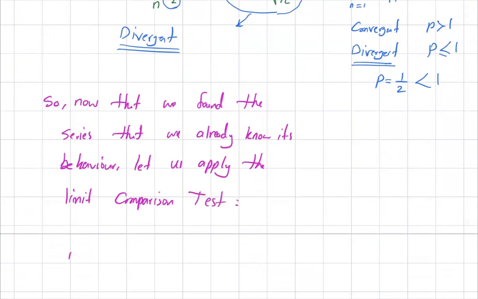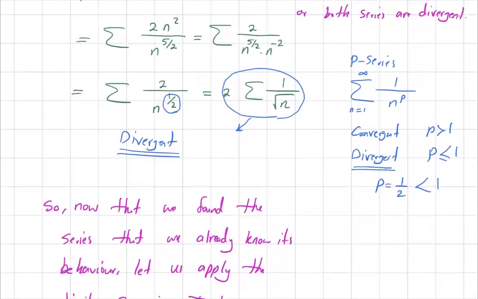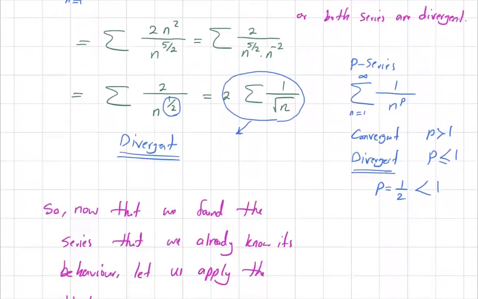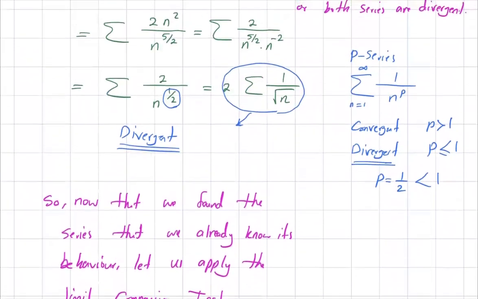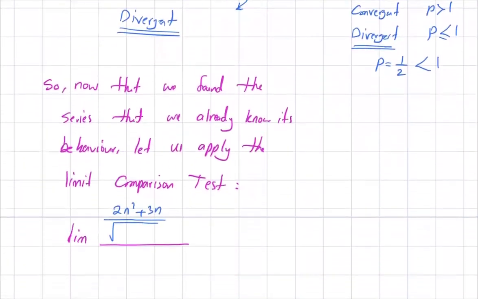The limit of, okay, it doesn't matter which one you use. You can write the very first general term on the numerator, the second general term on the denominator, or vice versa. Either is fine. So here I'm going to write down my series, which is 2n squared plus 3n divided by square root of, what was on the square root? You have 5 plus n to the 5th.